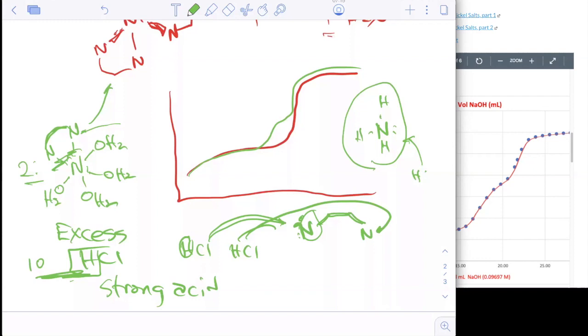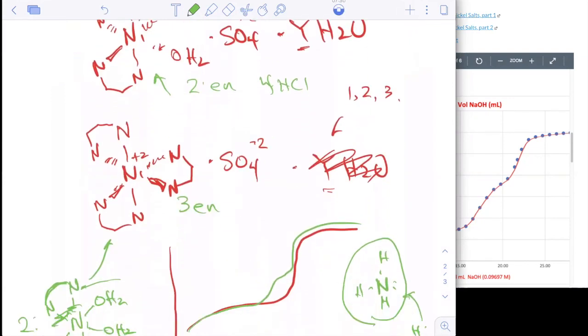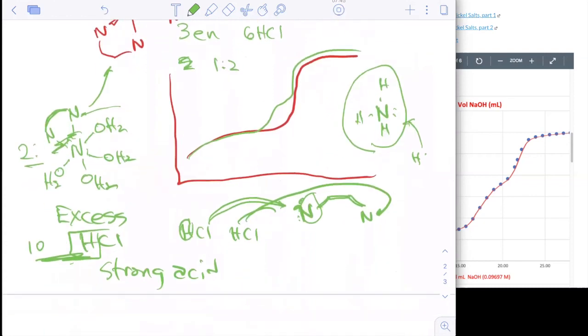If you have 2 ethylene diamine, like in this case, then for every 2 ethylene diamine, you need 4 hydrochloric acid. Here, for every 3 ethylene diamine, you need 6 hydrochloric acid, mole-wise. But it's basically a 1-to-2 ratio. It takes 2 hydrochloric acid for every 1 ethylene diamine. And that's important, because the protonation causes these ethylene diamine to be protonated, and now they won't take on any more hydrogens.